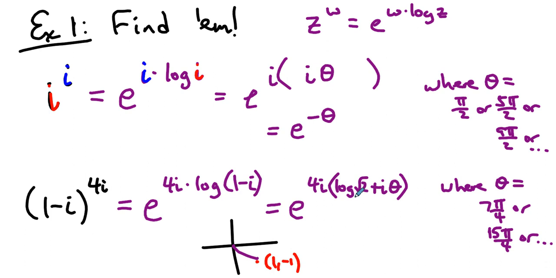So how does this all simplify? Well, we can say that 4i log radical 2, that's probably fine. And then 4i times i theta, the i squareds are -1, and we get this. And that is an acceptable way to write this.